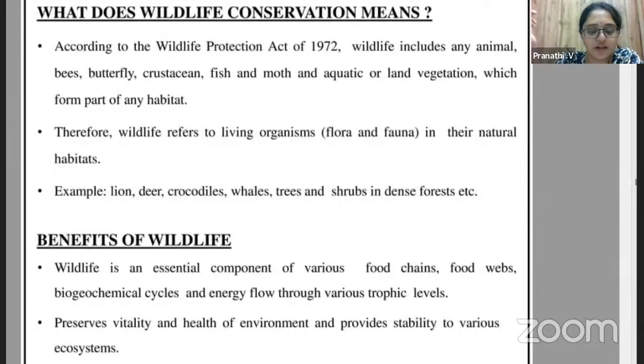Then you have the game value: hunting, fishing, horse racing, which is unfortunately not very useful for the environment, in the sense that we get pleasure, but at the same time it's at the cost of that particular animal.